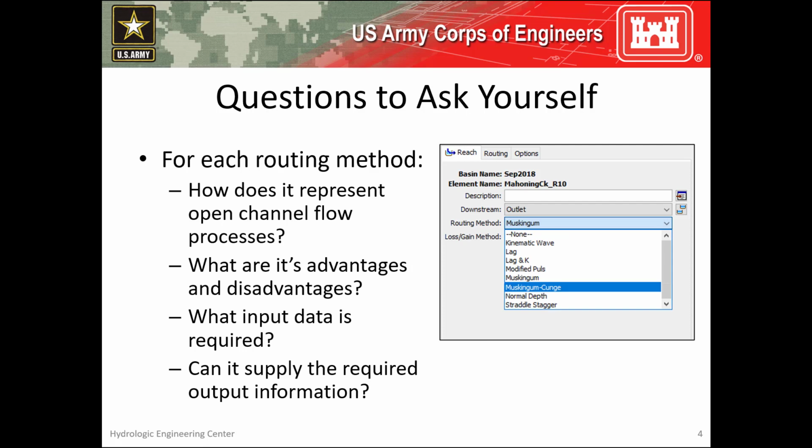Here are some questions to ask yourself when starting a study. For each of the 8 available routing methods within HMS, how does each method represent open channel flow processes? What are the method's advantages and disadvantages? What input data is required by the method? And can the method supply the required output information?